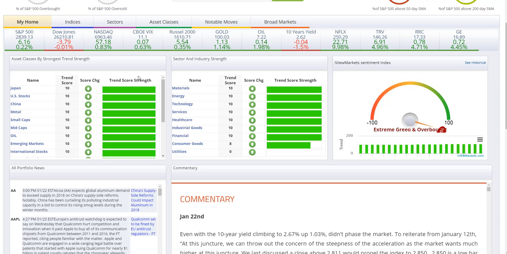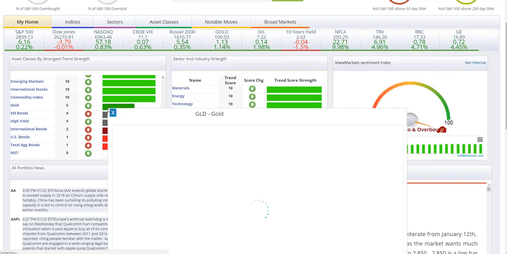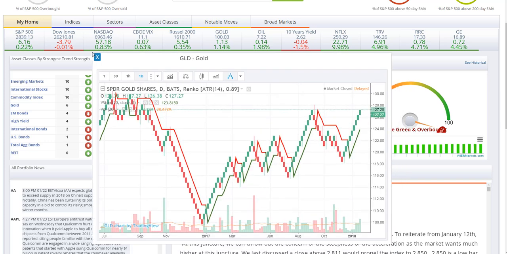All right, so before we even really get into any more talking about the specific momentum, you can click, and if you do see a specific asset class that's increasing, let's just say gold has moved up from a 2 up to a 6. Now we want to take a look at what is happening. You can click on the colored bar, and that will bring up the Renko chart that we've discussed numerous times.